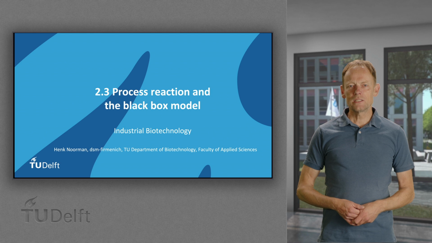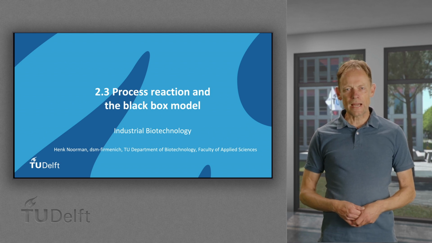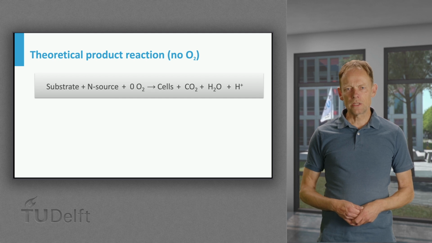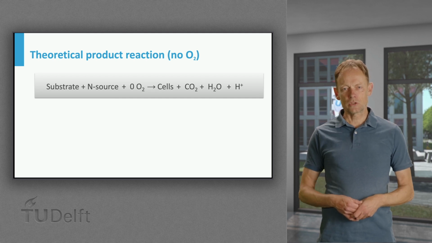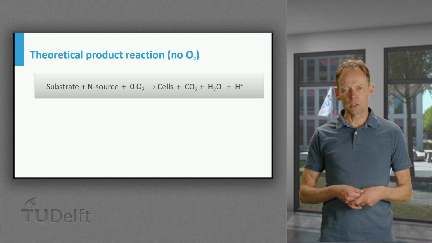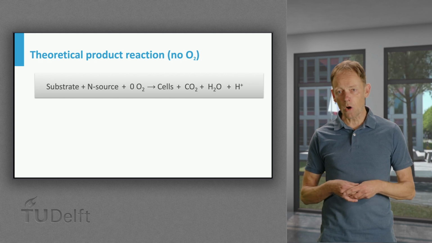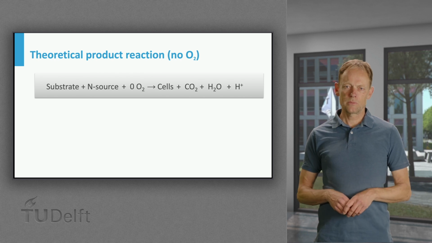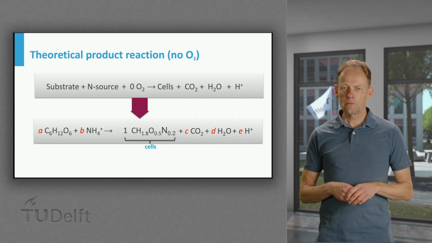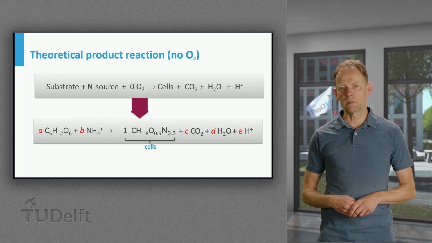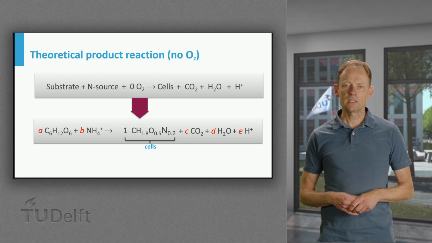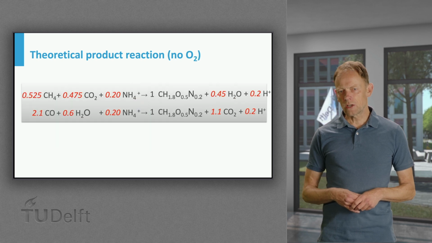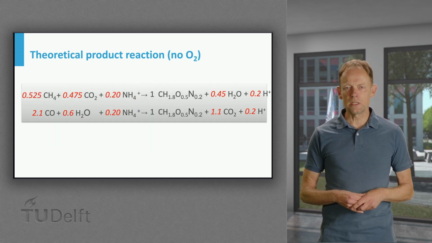Welcome to this unit on the process reaction and the black box model. We have introduced to you the theoretical product reaction for cell growth. Substrate plus nitrogen source plus zero oxygen goes to cells, CO2, water and protons, where the coefficients follow from conservation principles for elements and electrical charge. Please note that CO2 and water are not always products, they also can be substrates.